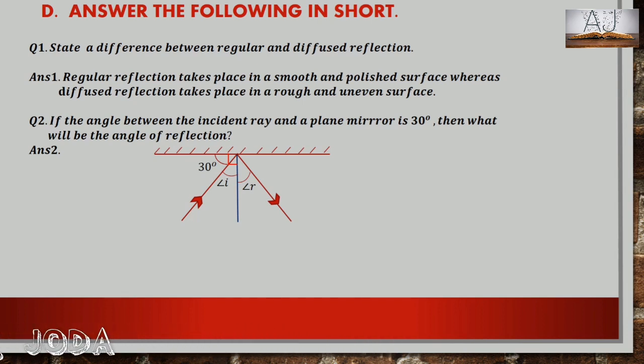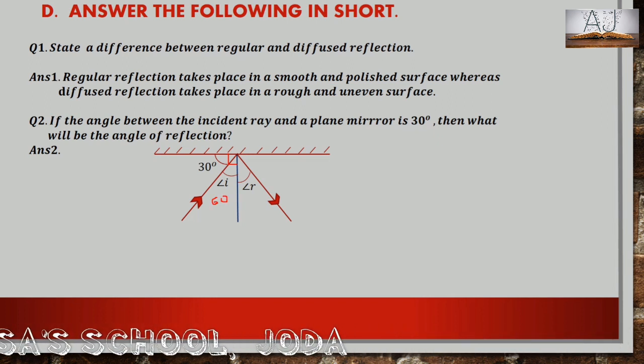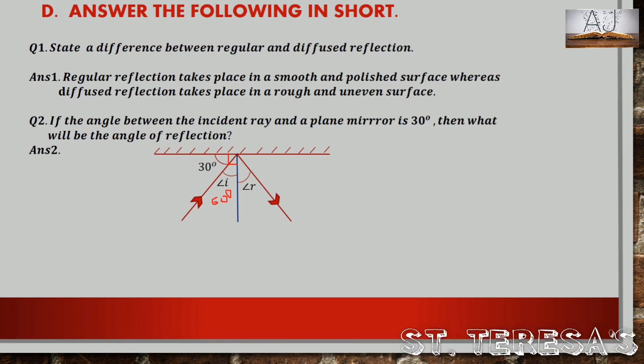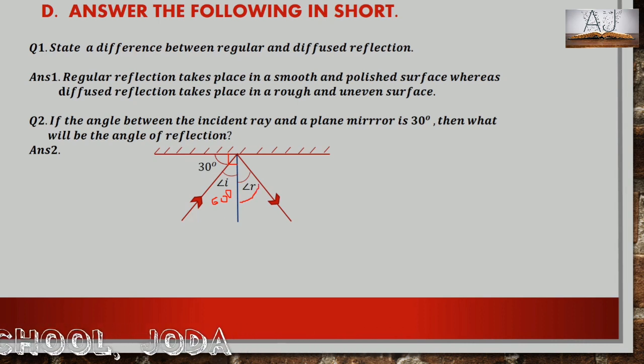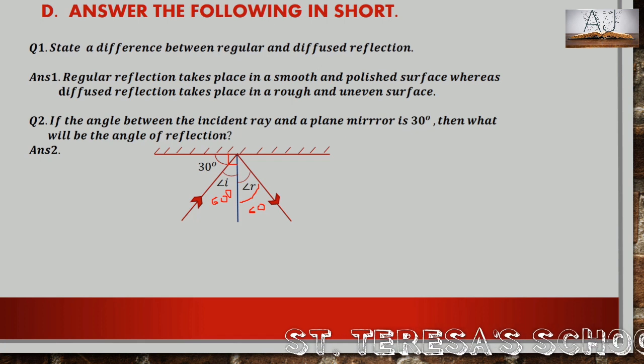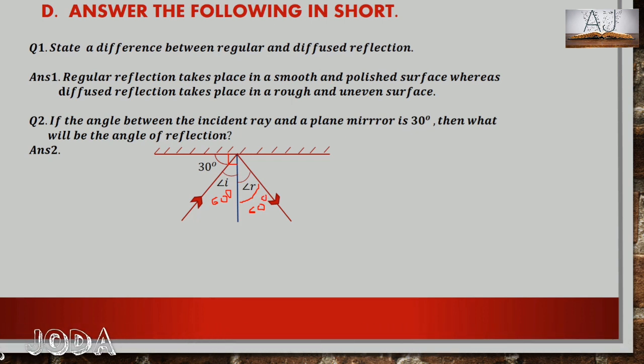Now if this is 90 and the angle between the incident ray and the mirror is 30, so 90 minus 30, that is 60, is the angle of incidence. And since we know that the angle of incidence is equal to the angle of reflection, therefore the angle of reflection will also be 60 degrees according to the laws of reflection. So this is how we find the angle of reflection.